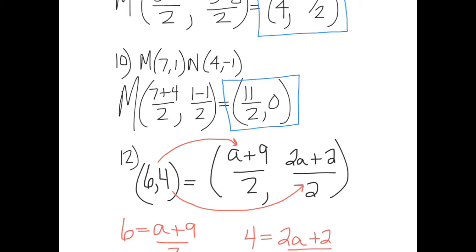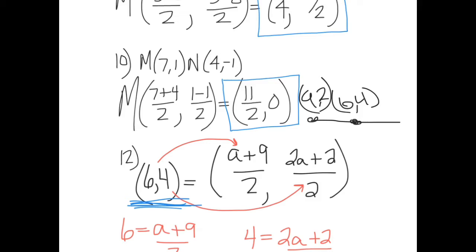You know that the midpoint is the ordered pair 6, 4, and you know that one of the endpoints is 9, 2. I'm going to do a really quick sketch here just so you can see. This is the ordered pair 6, 4, and this is the ordered pair 9, 2. You're trying to find this, x and y. Using the midpoint formula, I know that the x-coordinate, 6, has to equal a plus 9 divided by 2. And the y-coordinate, 4, has to equal 2a plus 2 over 2. So when I solve, I find out that a equals 3.